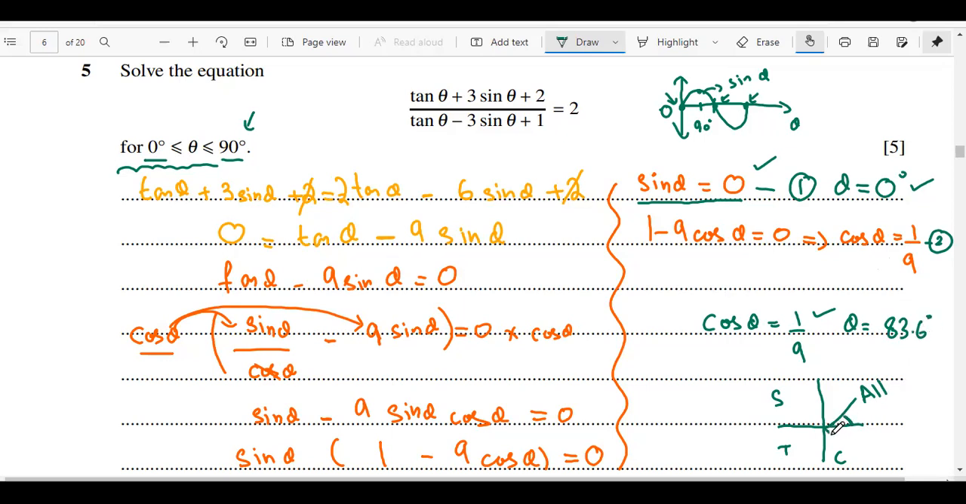You are not going to calculate the other one because that would not be part of the range. This is your range, so it is just in the first quadrant, from 0 degrees to 90 degrees. So these two would be the answers: 0 degrees or 83.6 degrees.